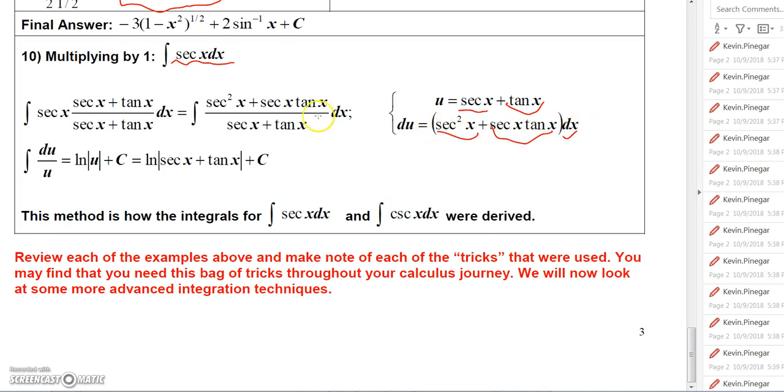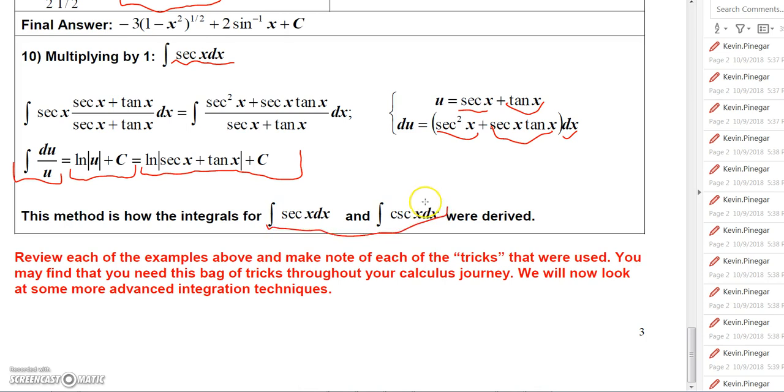So now you can see that the numerator is just du, and the denominator is u. So I simply have the integral of du over u, where u is secant x plus tangent x. When you integrate du over u, you get the natural log of the absolute value of u plus a constant. Then you can replace u with the substitution, secant x plus tangent x. So you get the natural log of the absolute value of secant x plus tangent x plus a constant. And so that's how these two integrals were actually derived.